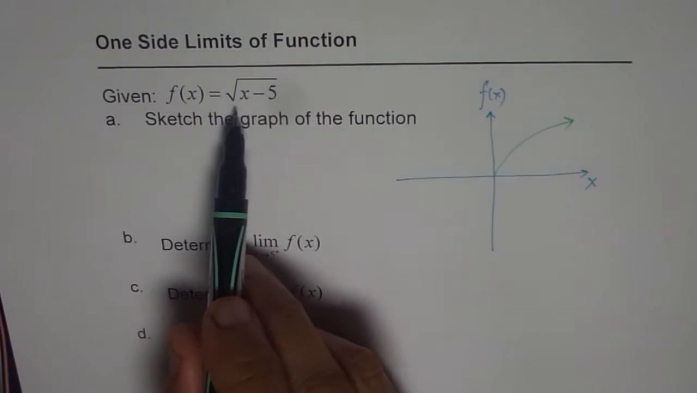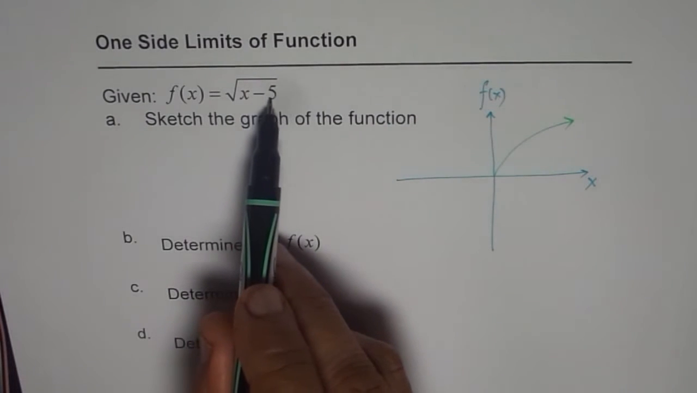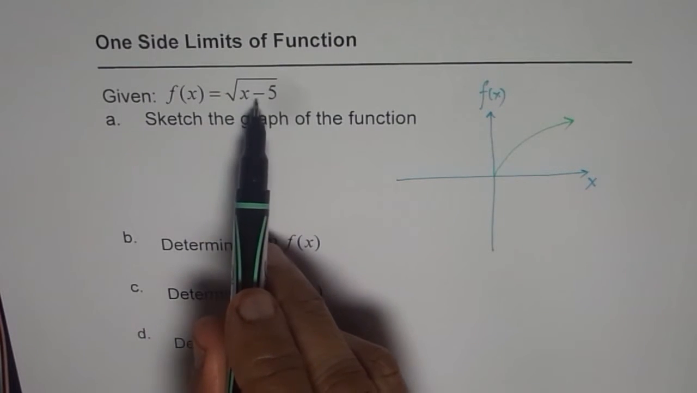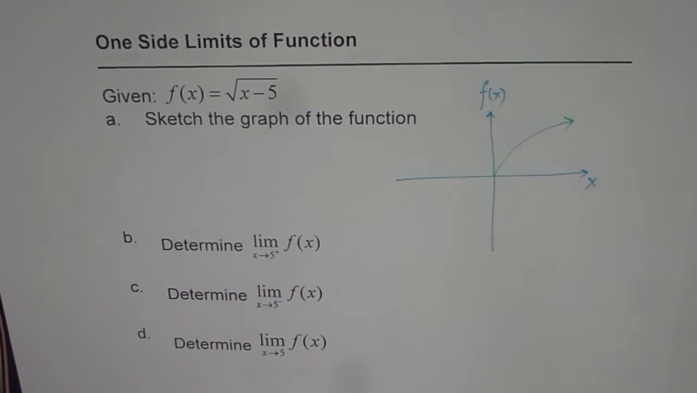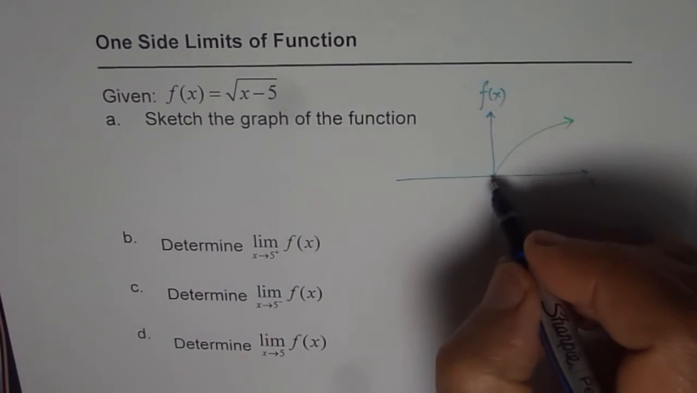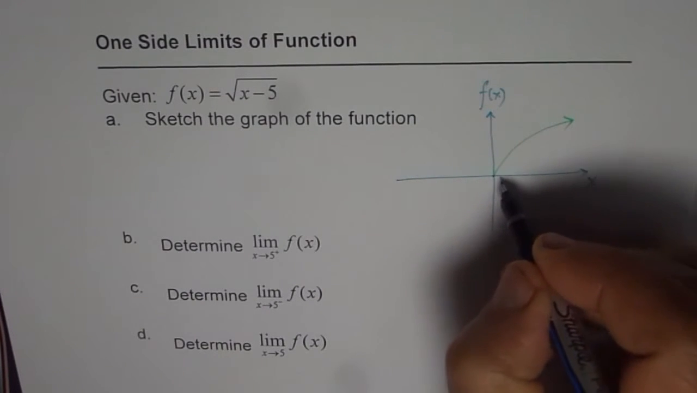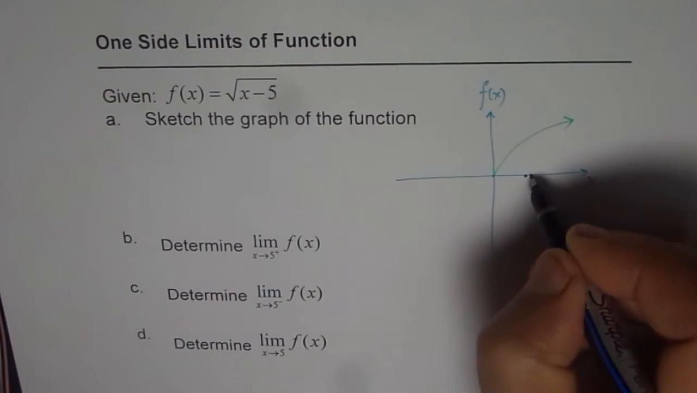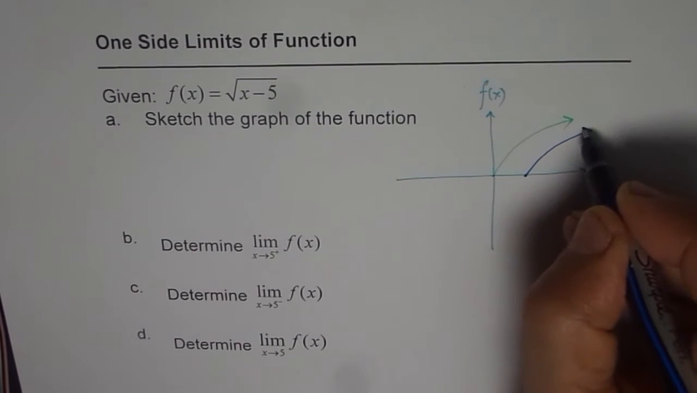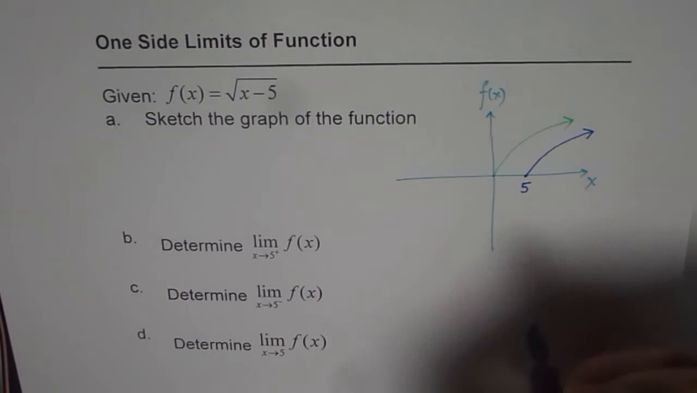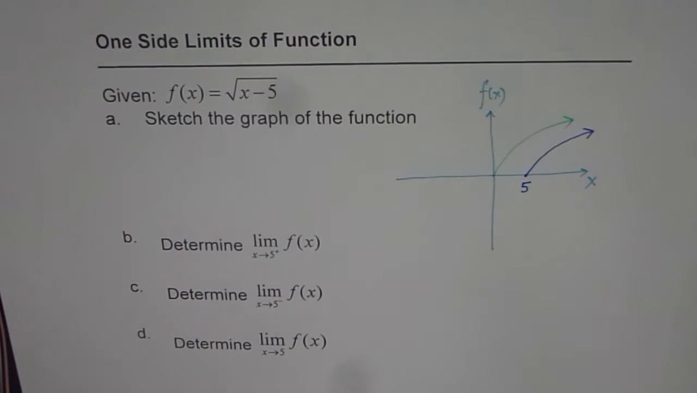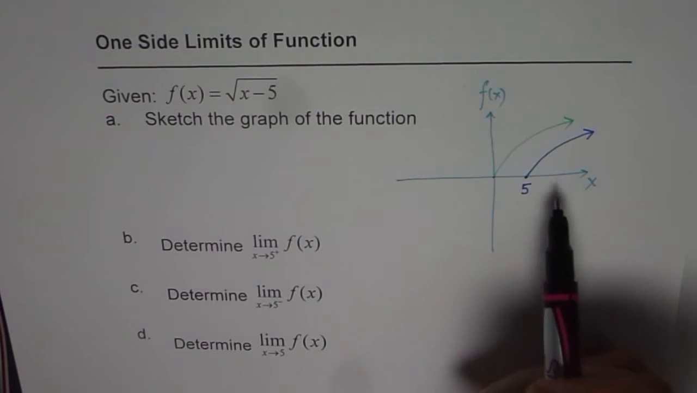Now, our function is x minus 5. That means translated 5 units in which direction? Horizontally, of course, 5 units to the right, correct? Now, when you translate this function 5 units to the right, then the starting point shifts from the origin to 5 units to the right, and so you have this function, correct? So this point is 5 for us on the x-axis, correct? So that's the critical point which we are going to discuss for now. So that's the graph, correct?